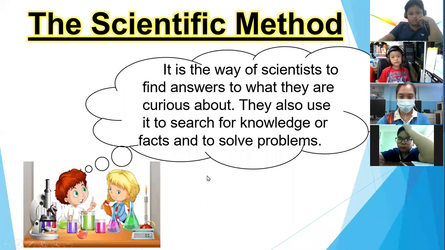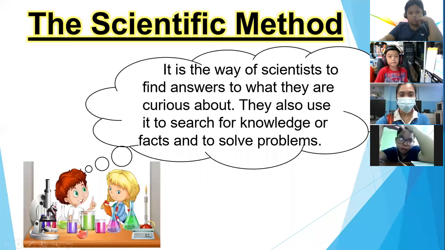Okay, Plawan, number 5, 4 slash 6, can you read it? It is the way of scientists to find answers to what they are curious about. They also use it to search for knowledge or facts and to solve problems. Yes, this is the scientific method.